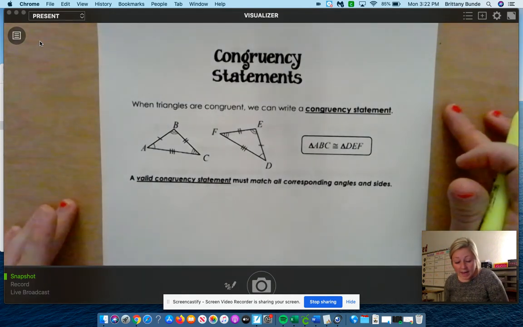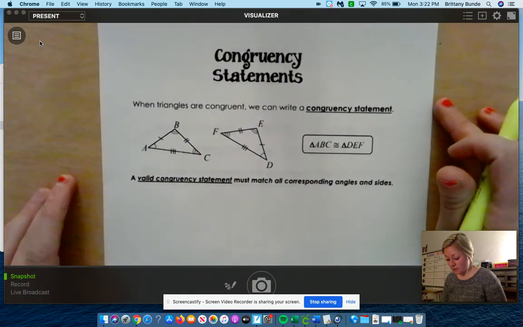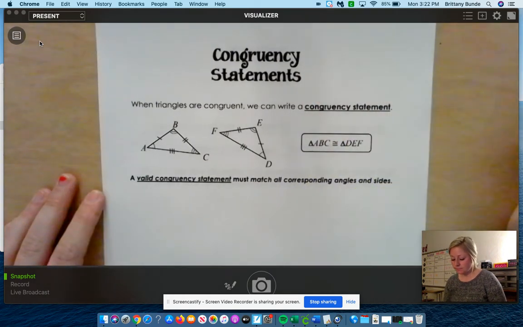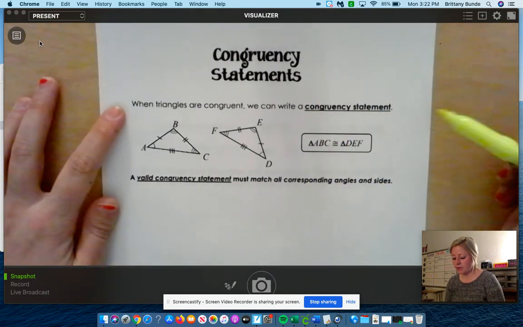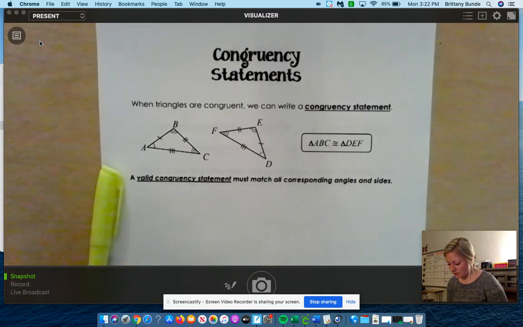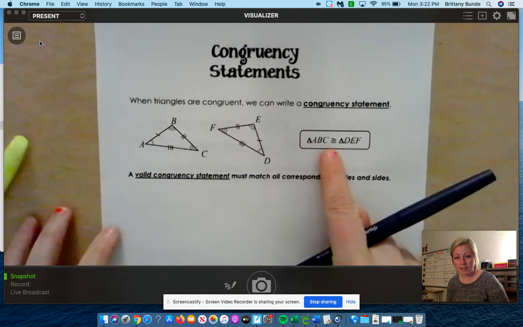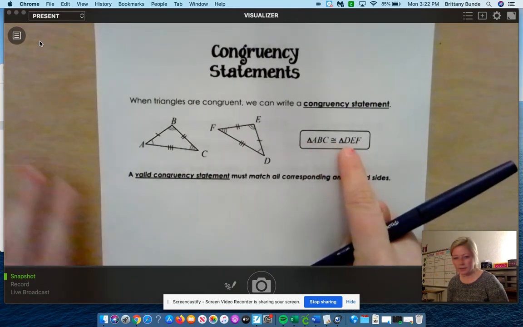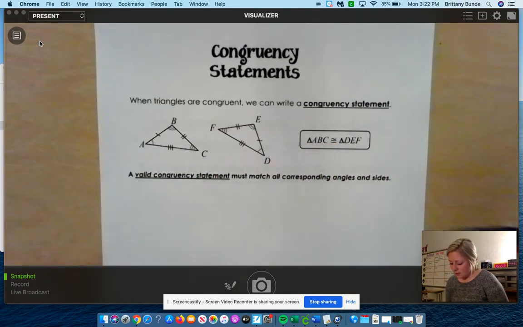So when we have congruent triangles, we can write congruency statements. It says when triangles are congruent, we can write a congruency statement. Well, that's just dandy. So let's look here a bit. It says triangle ABC is congruent to triangle DEF. So now let's just break this apart a bit.